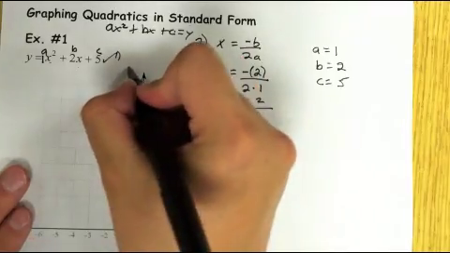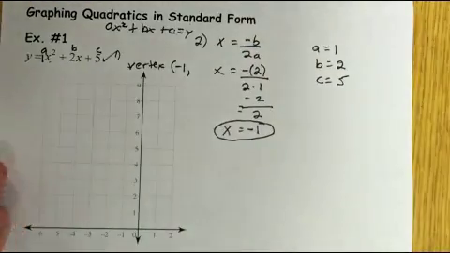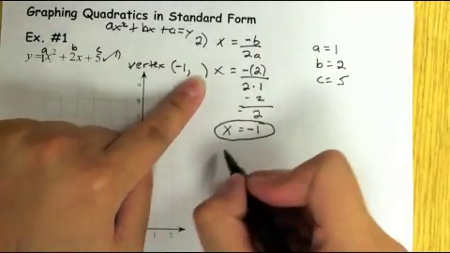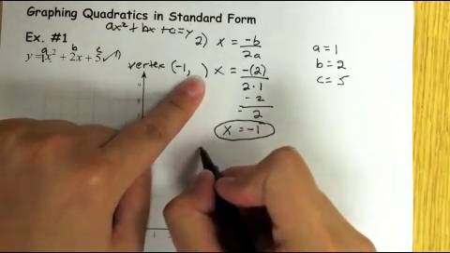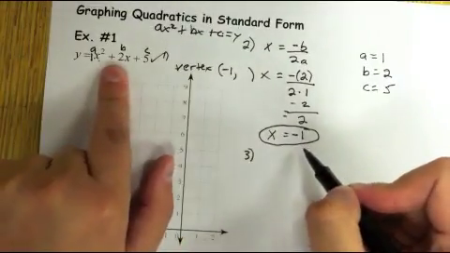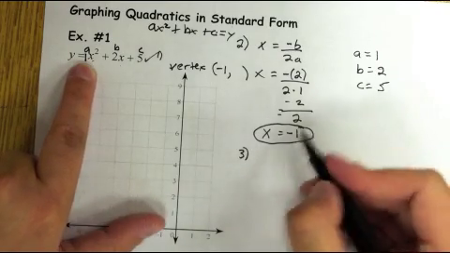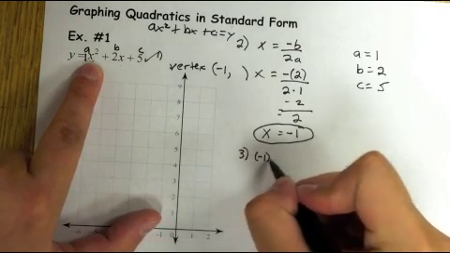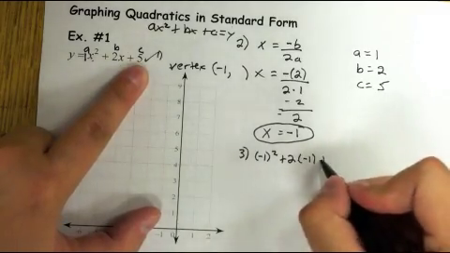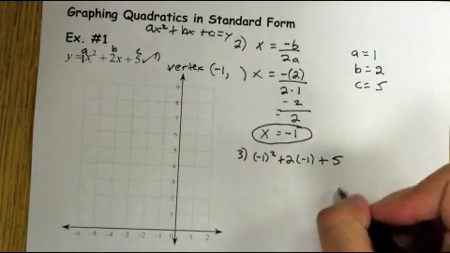So our vertex is negative 1 comma, do we know the rest? No. How do we find our y? This is step 3. How do we find our y? You plug this into the original. You got it. Every time you see x, you plug in negative 1. So negative 1 squared plus 2 times negative 1 plus 5. And we're going to try to figure out what that equals.